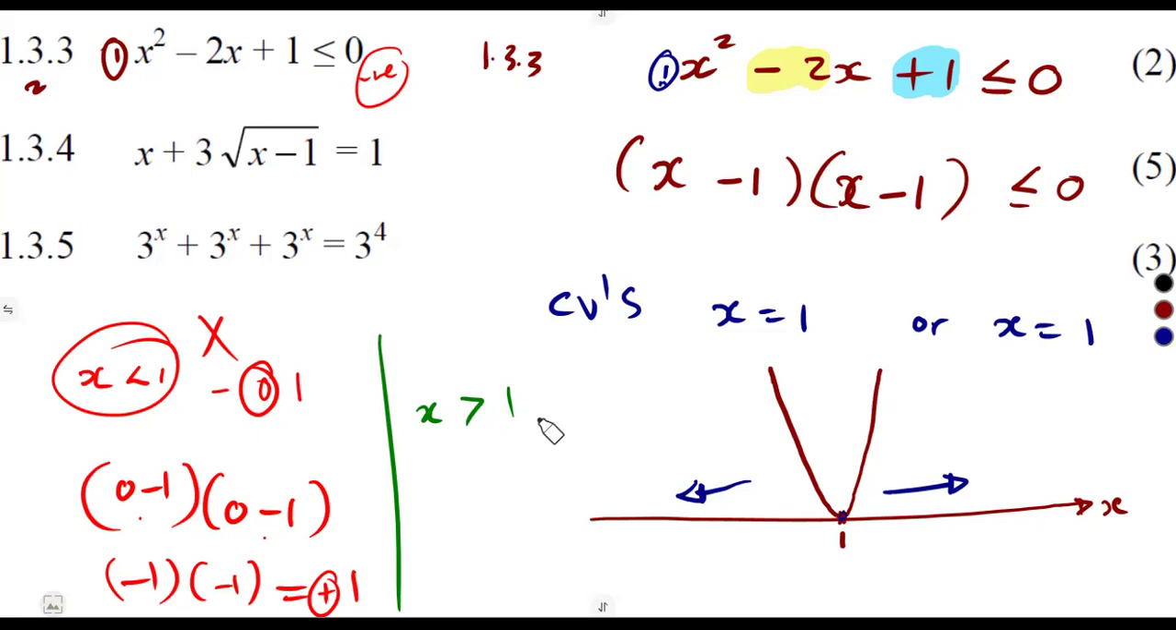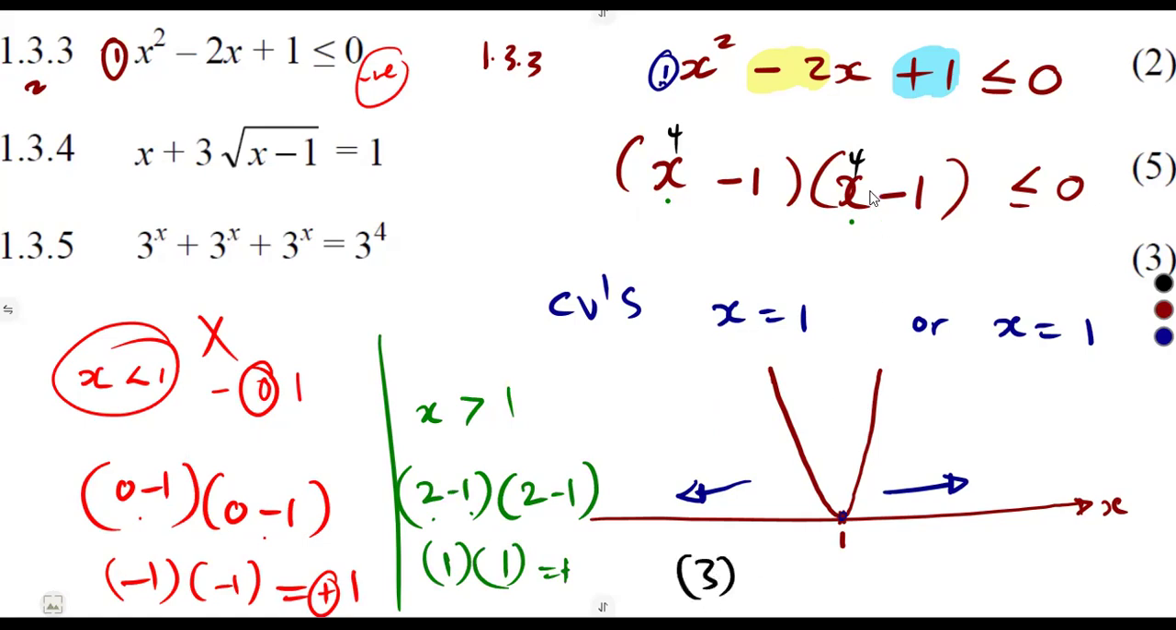Any value bigger than 1. Let's use 2, 3, whatever you want. When x is 2, in place of x here, put a 2. 2 minus 1 times 2 minus 1, that's 1 times 1, which is 1. We are getting a positive. Let's use another value, maybe 4. 4 minus 1, that's a 3, and 4 minus 1, that's a 3. So 3 times 3 is 9. That's a positive. We cannot get a negative there. So in this case, it's not possible. There's no solution here.